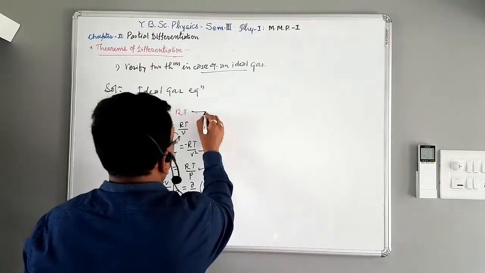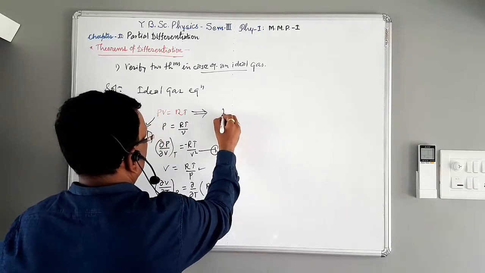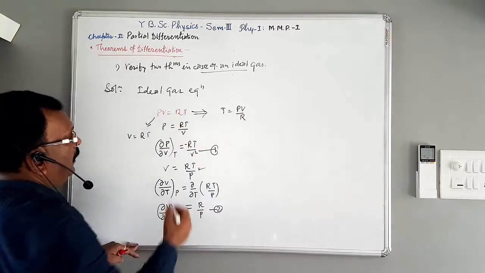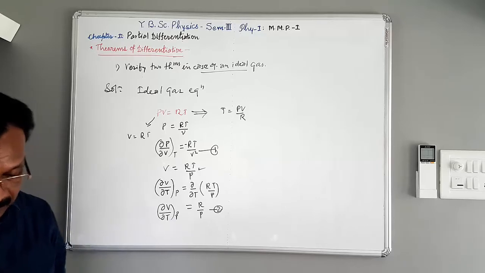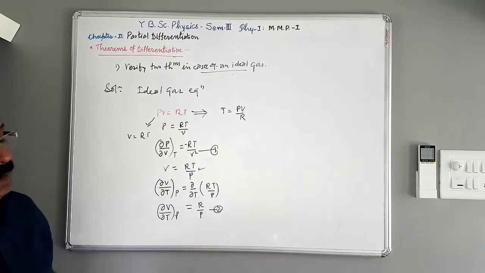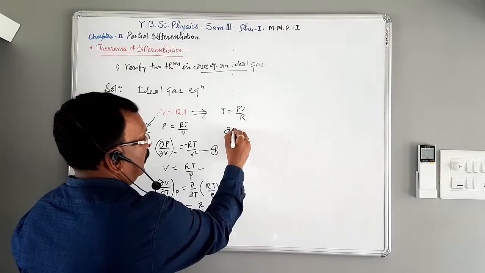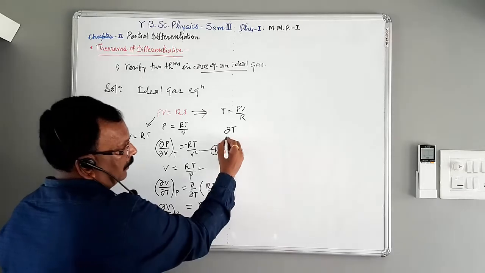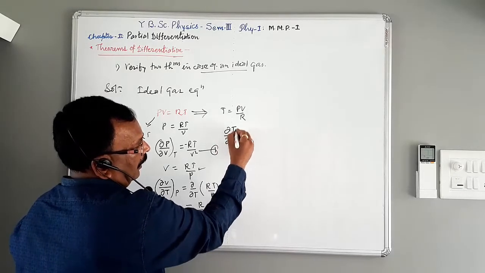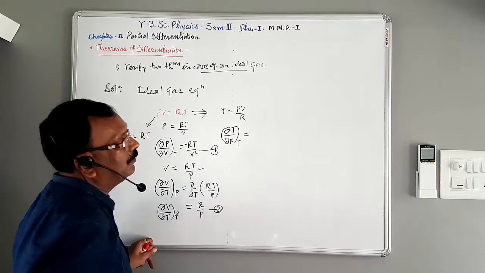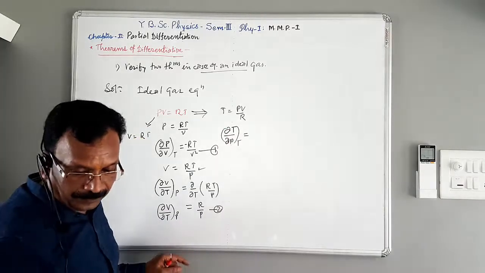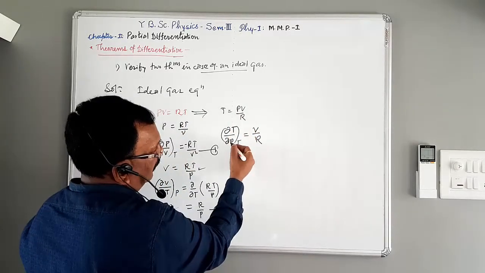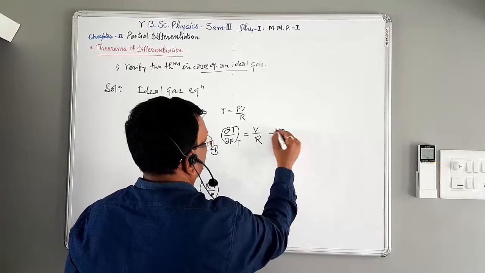Similarly, lastly, from this equation we also have T is equal to PV upon R. Simply R is taken towards the LHS, and when we differentiate this T with respect to P at constant V, we have a very simple V upon R. Suppose this is equation 3.